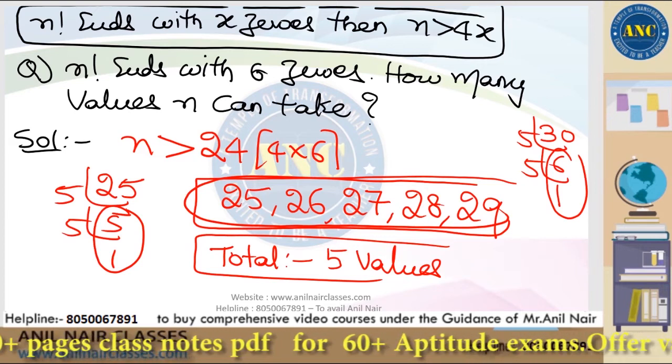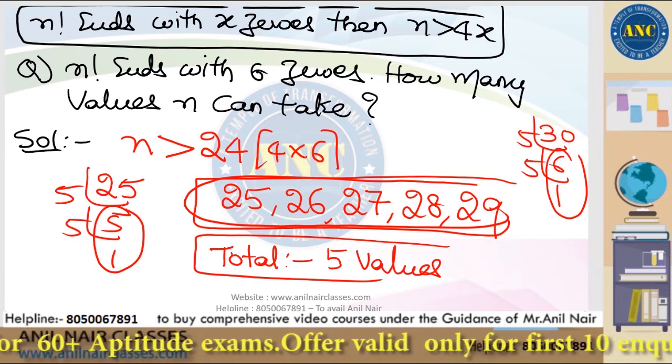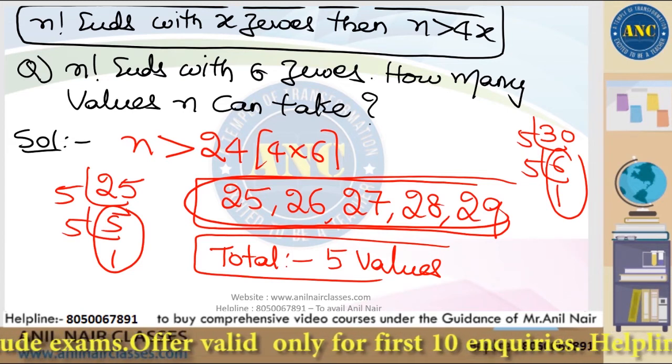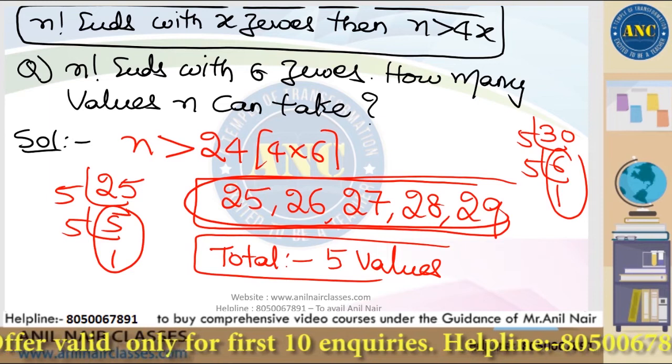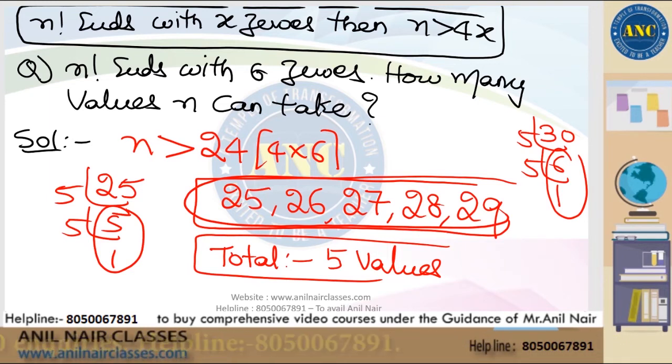N factorial ends with x zeros. N should always be greater than 4x. So n is greater than 24. So what is the multiple of 5 greater than 24? 25, 26, 27, 28, 29. So answer is 5 values. Few more questions we will solve based upon this model. This is when the number of zeros are given. At the end we are finding the number.